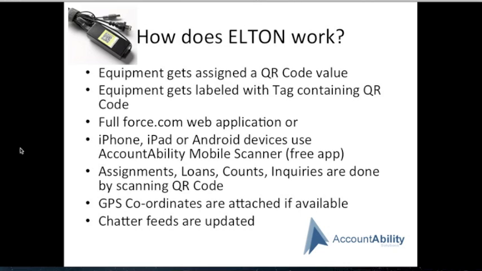If the device that you're using has a GPS chip, and most of them do these days, we grab the coordinates of the GPS at the time that the QR code is being scanned, and that way we know exactly where that device was. So we call that last known location, and we utilize that information so that we can kind of validate where in fact the equipment was at the time that the QR code was scanned.